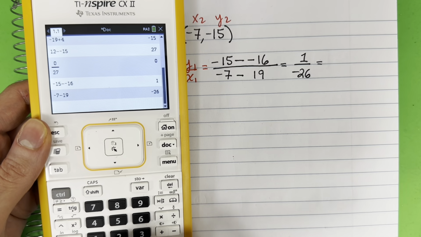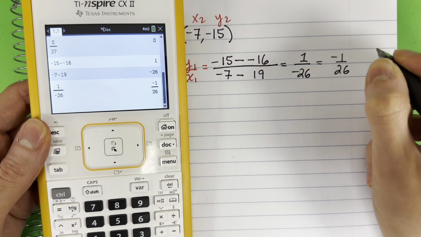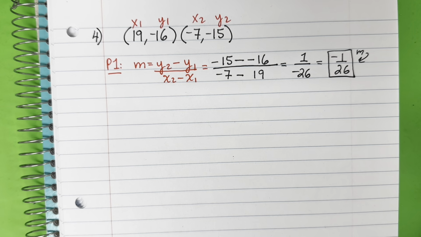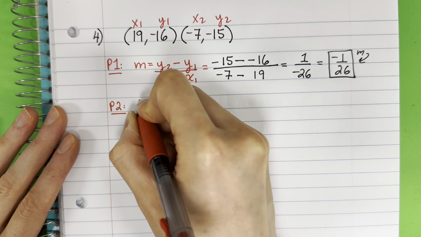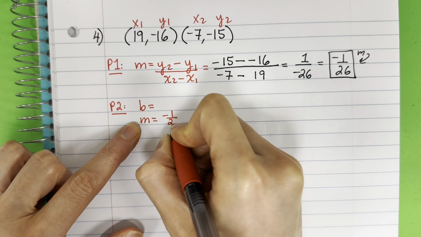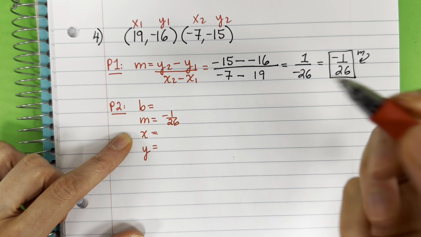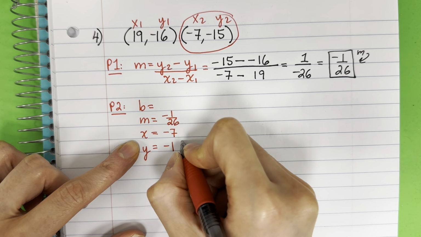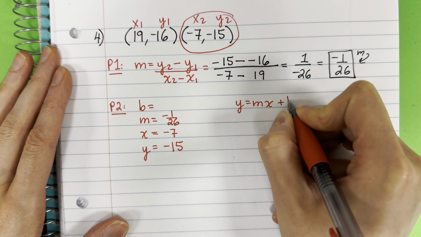Stick it all in the calculator again. 1 divided by negative 26 is negative 1 divided by 26. This is my m. Uh-oh, we have fractions. Don't be scared. All right, part 2. Again, I want b. And I have m. M is negative 1/26. x, y: pick a pair. Okay, I'm going to go ahead and just pick this one. X is negative 7, y negative 15. And we're going to use our formula y equals mx plus b.